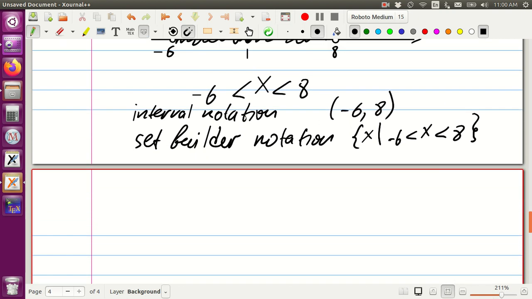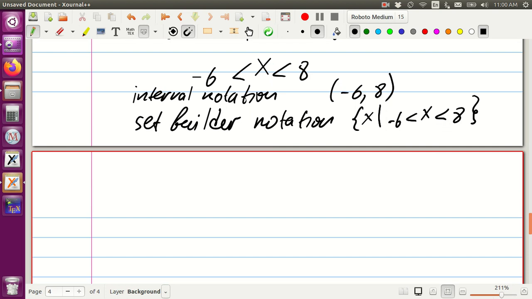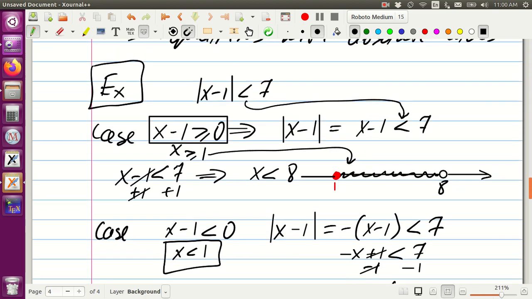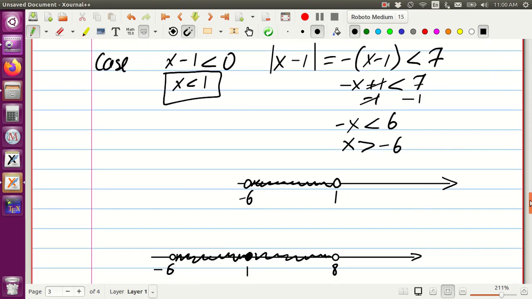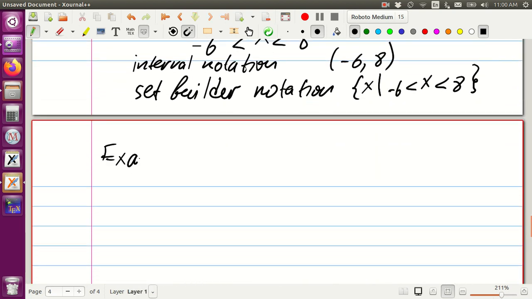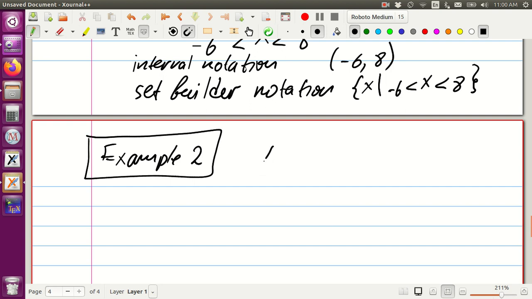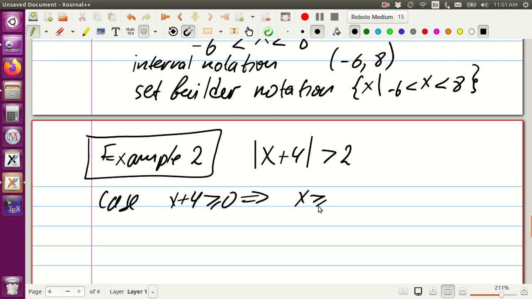Let's see one more exercise for this question. Another example that we're going to do, let's say example 1, and this will be example 2. What would be example 2? Let's say we want to solve this inequality: |x + 4| > 2. So again, cases, right? The case when x + 4 is greater or equal than 0 implies, if we subtract 4 from both sides, that x is greater or equal than −4.